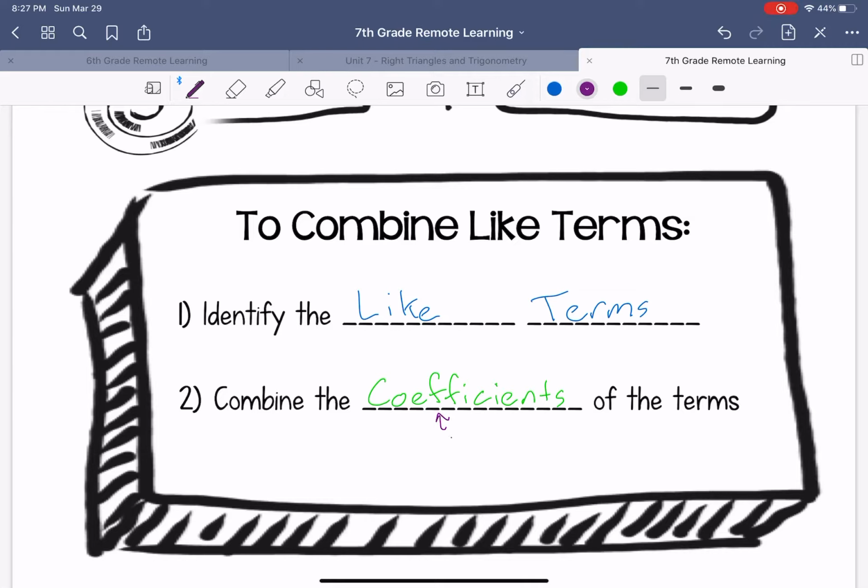And as a reminder, a coefficient is a number being multiplied by a variable. You could also think of it as the number that is attached to the variable, but it is attached with multiplication.